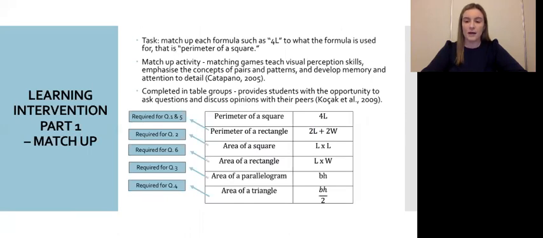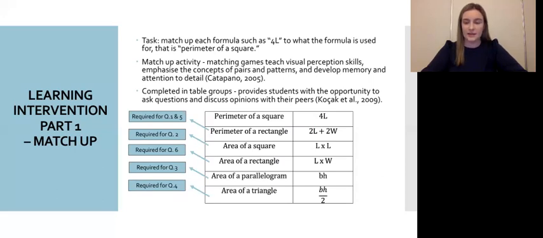The first part of my learning intervention involved a match-up activity. Prior to the lesson, I printed and cut out 20 copies of the sheet displayed on the screen. I provided a bundle to each student, and their task was to match up each formula, such as 4L, to what the formula is used for, that is, perimeter of a square.